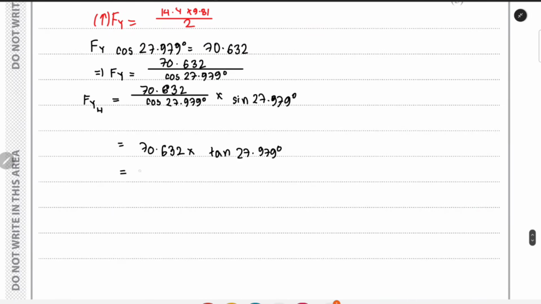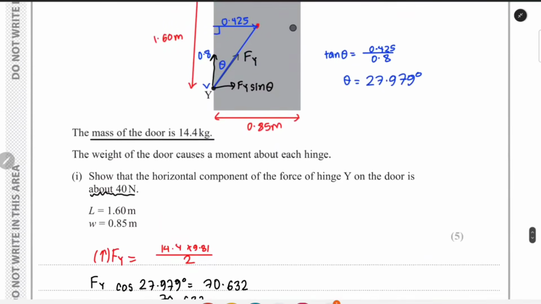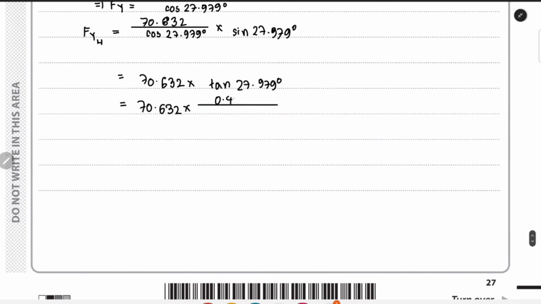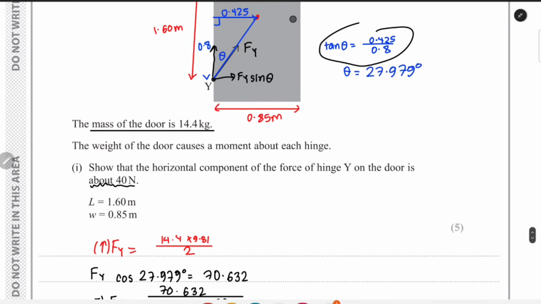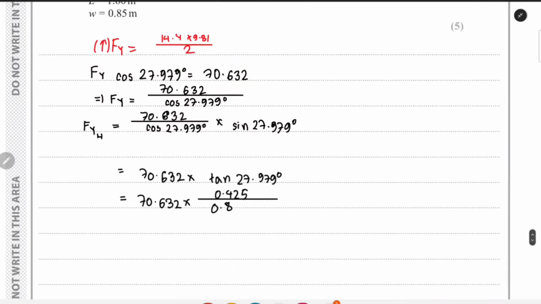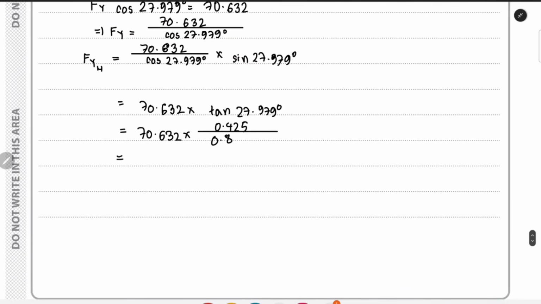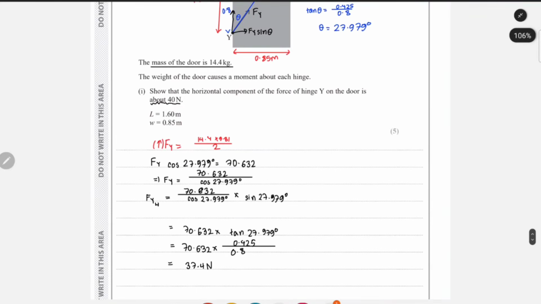So 70.632 times, we know the exact value of this, 0.425 by 0.8, the value of tan 27.979. So we'll get a value of 37.4 newtons, which is approximately 40 newtons.